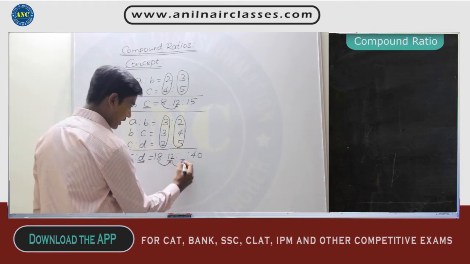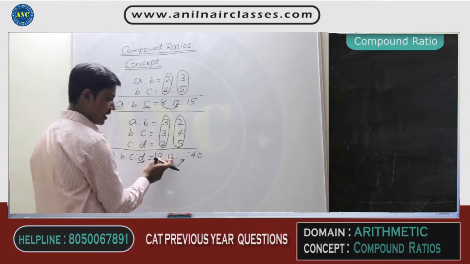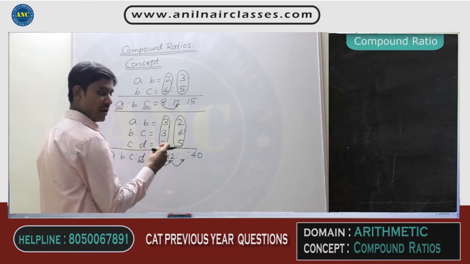This is B is to C. Compare with original B is to C. Original B value is 3, but here it is 12. 3 is becoming 12, multiply by 4.